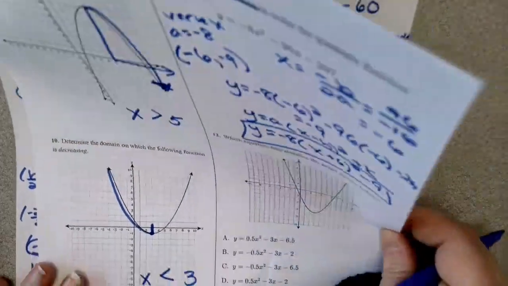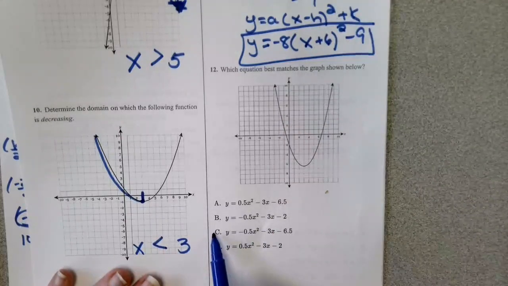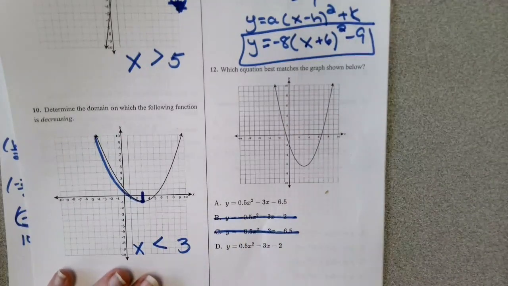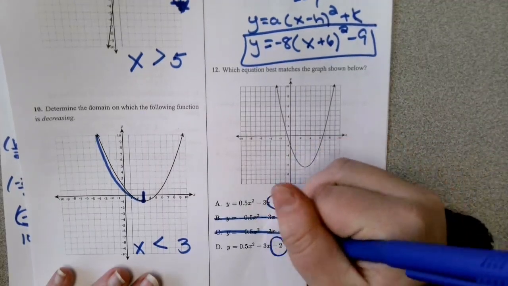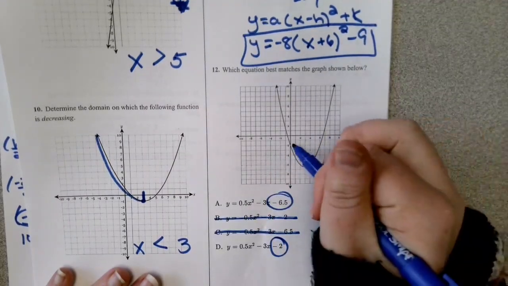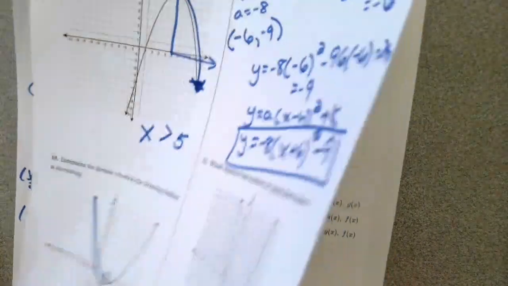Which equation best represents the graph? It's an upward U, so it's going to be a positive A, so we eliminate B and C automatically. In standard form, we look for the y-intercept. So the y-intercept here is -2, so D is our answer.